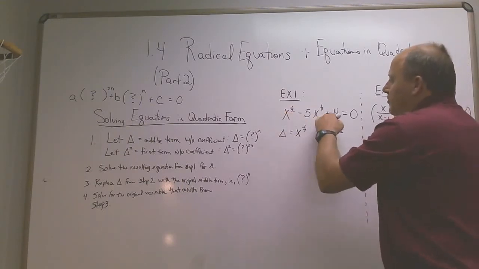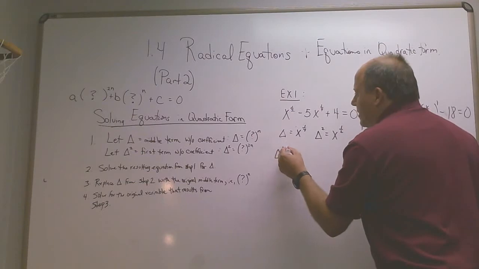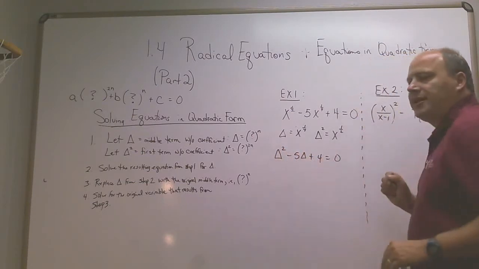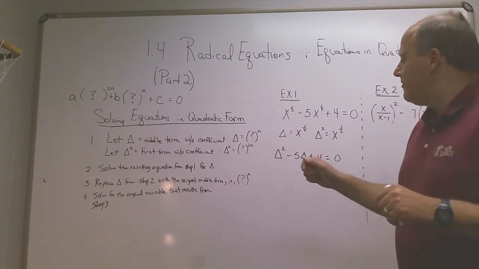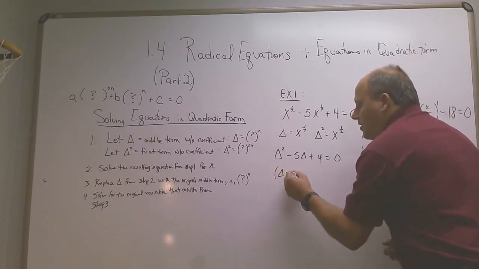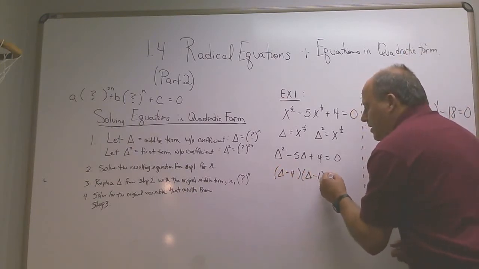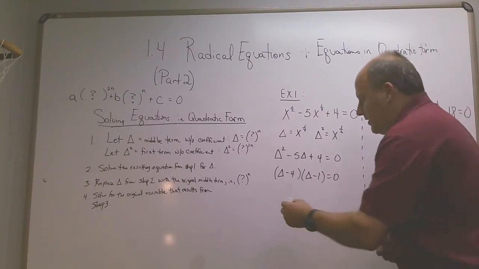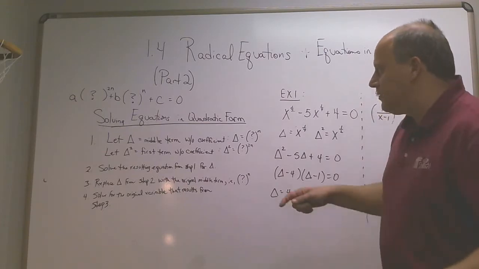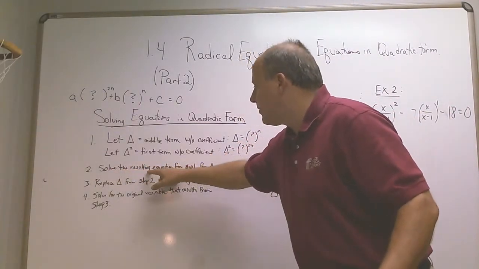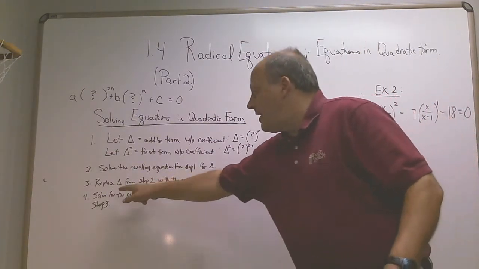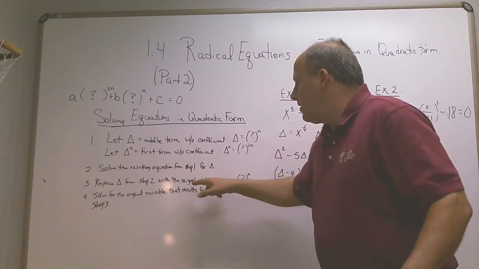Replace those deltas back into that equation, you get delta squared minus 5 delta plus 4 equals 0. And that's something that you can hang your hat on. That's actually very, very familiar to you guys. So this becomes delta minus 4 times delta minus 1 equals 0. So delta equals 4 and delta equals 1. So what I just did was step number 2, solve the resulting equation from step 1 for delta. Okay? Now, replace delta from step 2 with the original middle term.